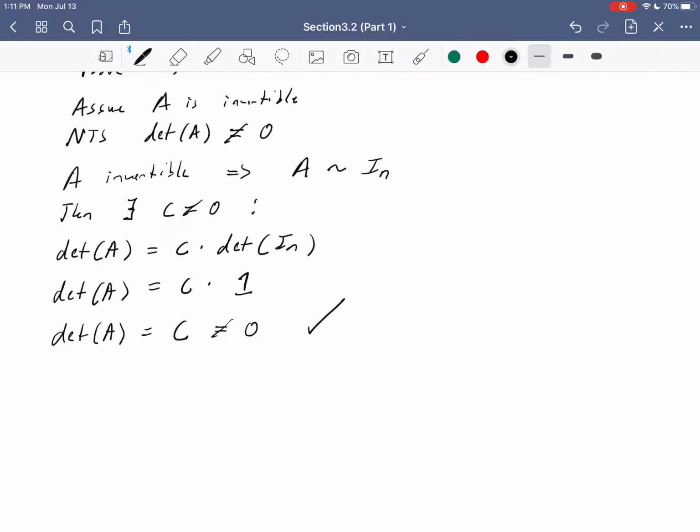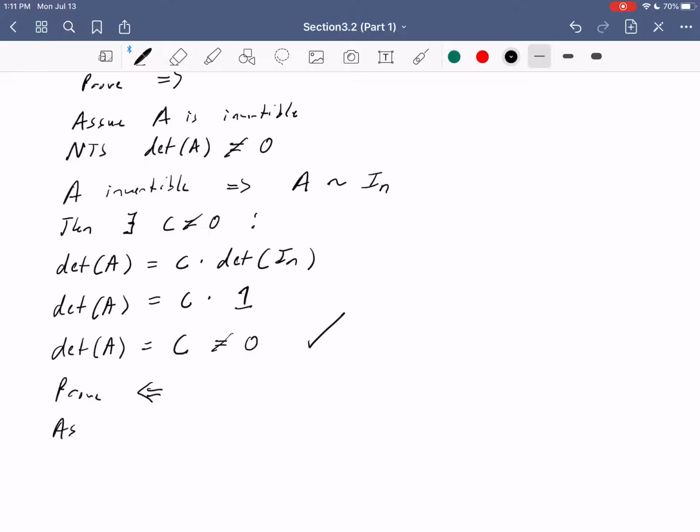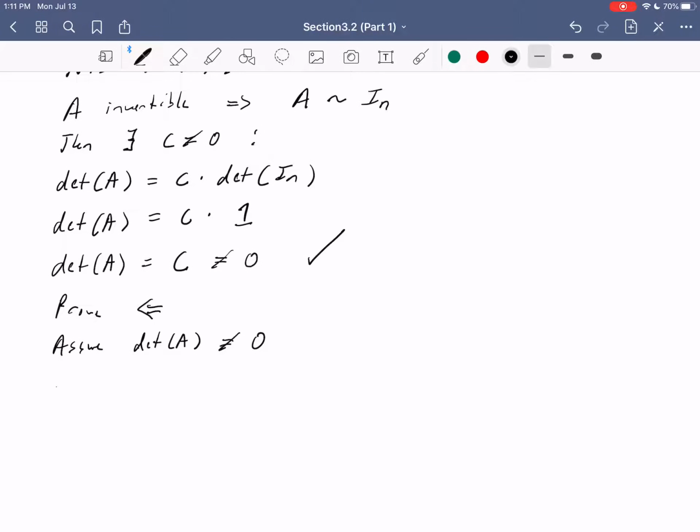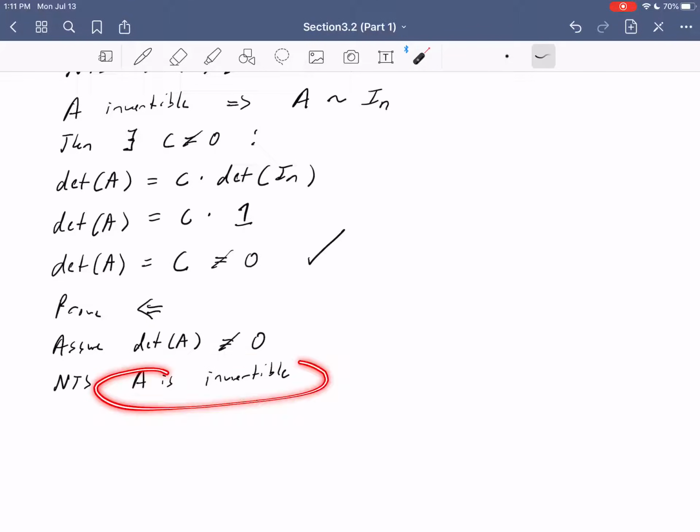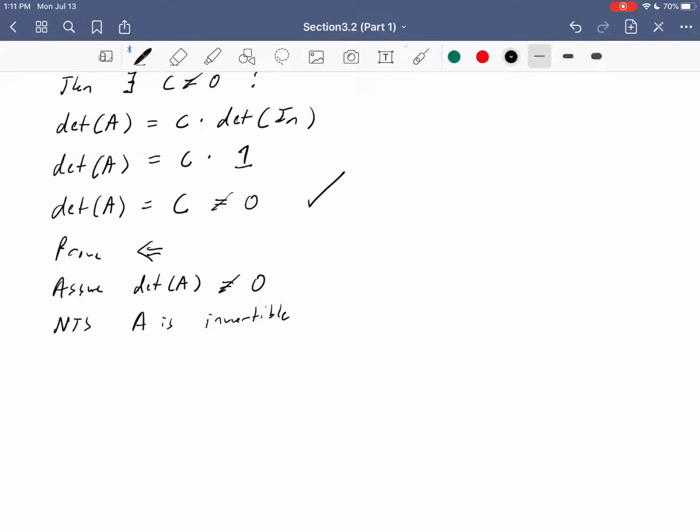Now let's go ahead and prove the reverse. So now we're going to prove the other direction. We're going to assume the determinant of A is non-zero, and we need to show A is invertible. So we get to assume that the determinant of A is non-zero, and we're going to try to show that A is invertible.